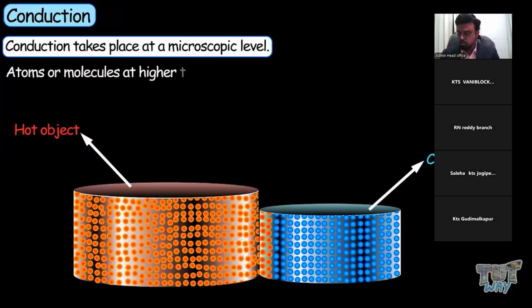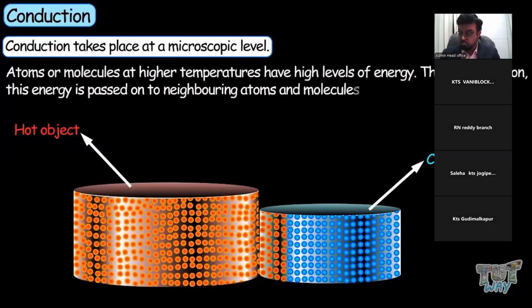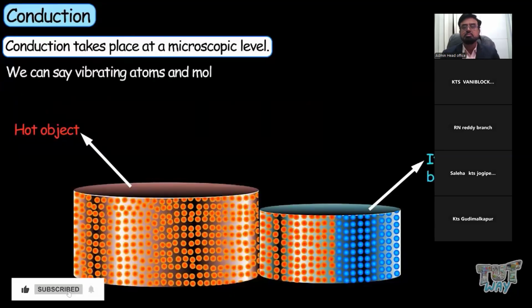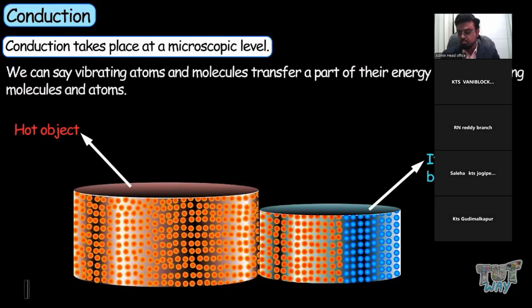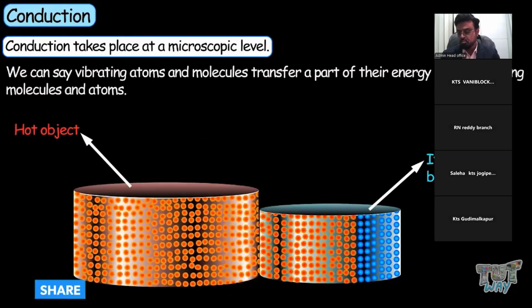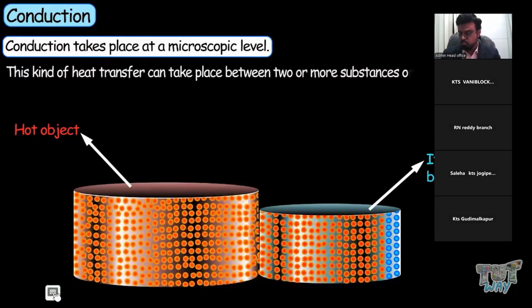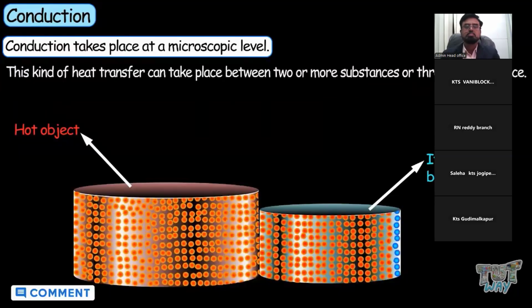Atoms or molecules at higher temperatures have high levels of energy. Through vibration, this energy is passed on to neighboring atoms and molecules. Or we can say vibrating atoms and molecules transfer a part of their energy to neighboring molecules and atoms. This kind of heat transfer can take place between two or more substances or throughout a substance.